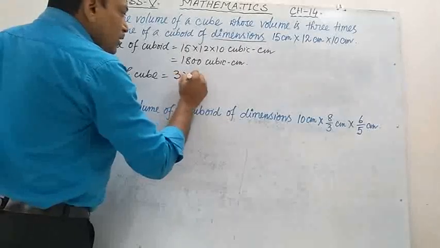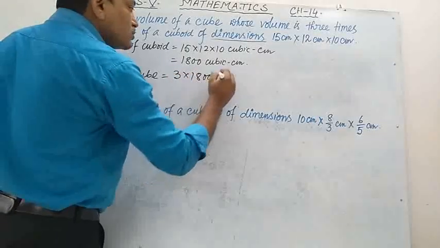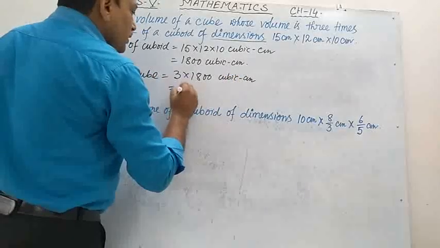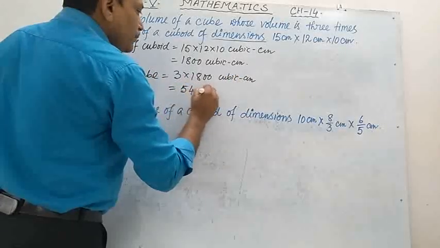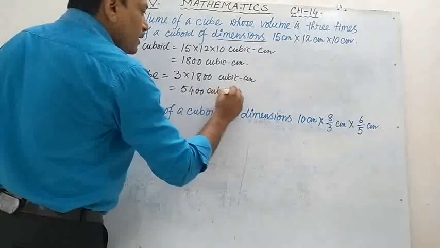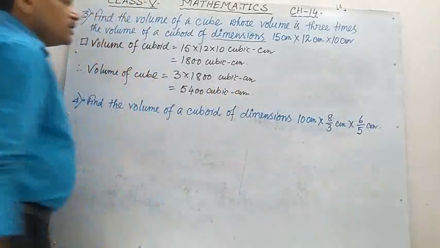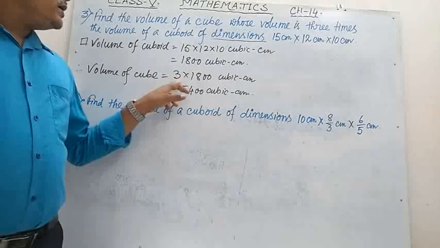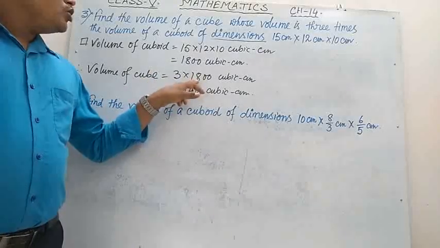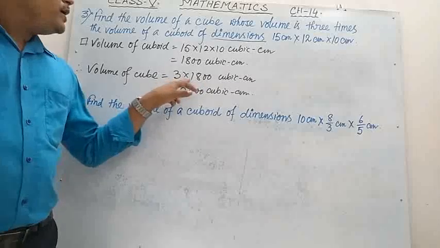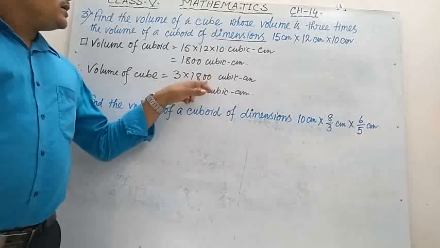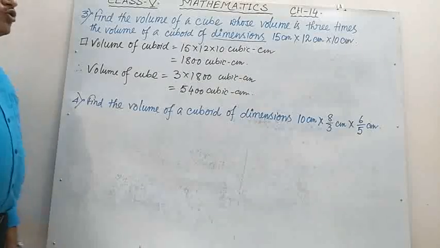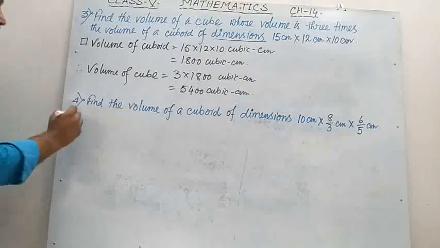Therefore, volume of cube equals 3 times the volume of cuboid. So 3 into 1800 cubic centimeter, that is 5400 cubic centimeter.